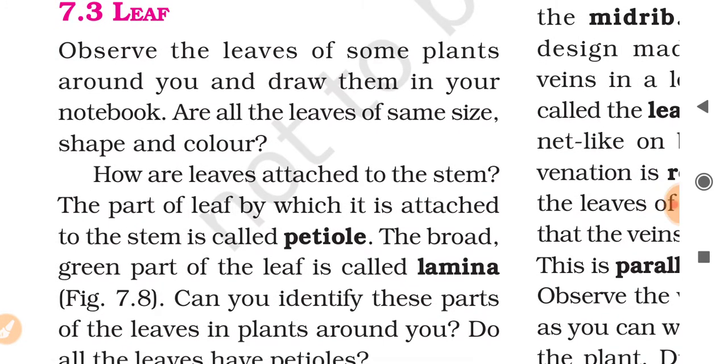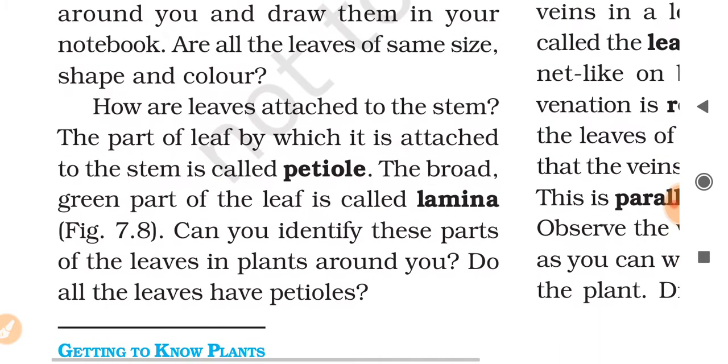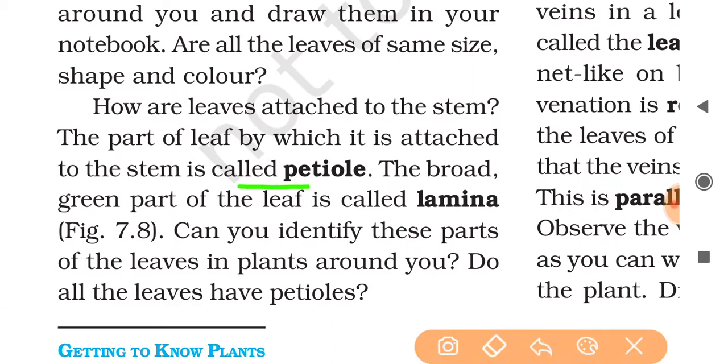Observe the leaves of some plants around you and draw them in your notebook. Are all the leaves of the same size, shape and color? How are leaves attached to the stem? The part of the leaf by which it is attached to the stem is called petiole. Okay, it is the part by which it attaches to the stem. Leaf attached to the stem is called petiole.